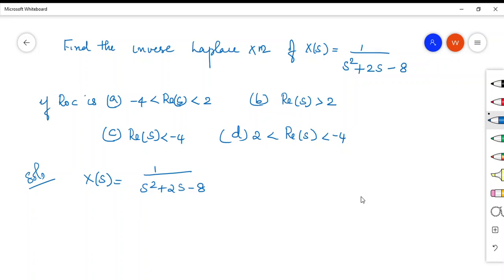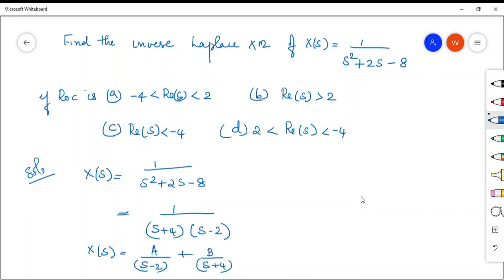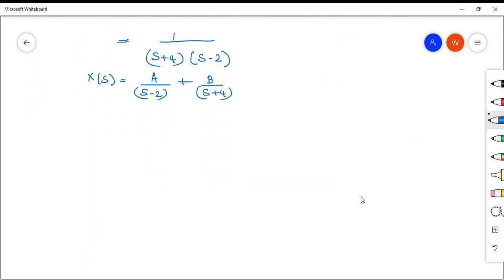See, this particular denominator s square plus 2s minus 8 can be directly factorized as (s plus 4) into (s minus 2). So you can write X(s) equal to A divided by s minus 2 plus B divided by s plus 4. You can also write A divided by s plus 4, that is okay. I have just written s minus 2 in the beginning and s plus 4 next.